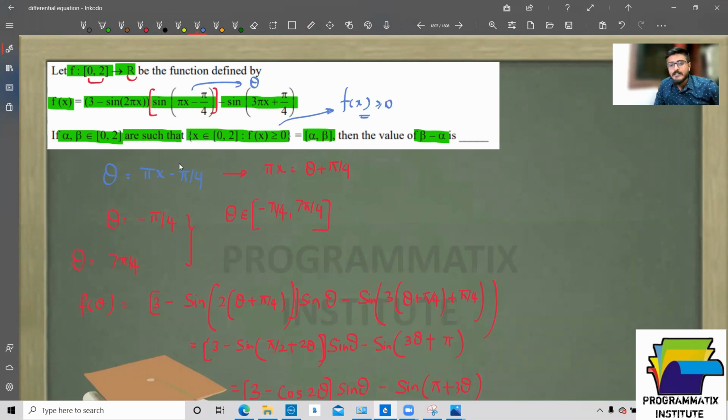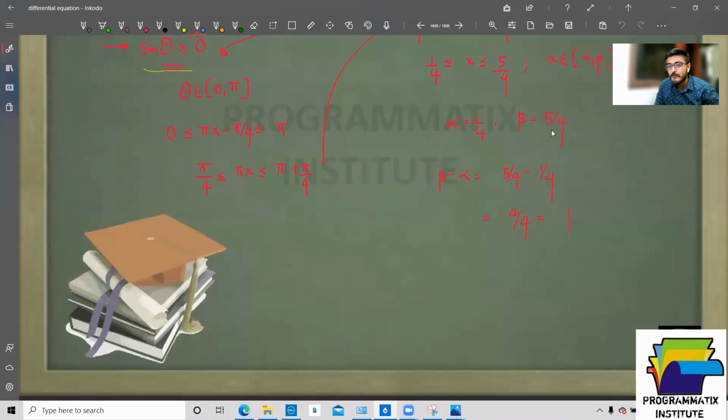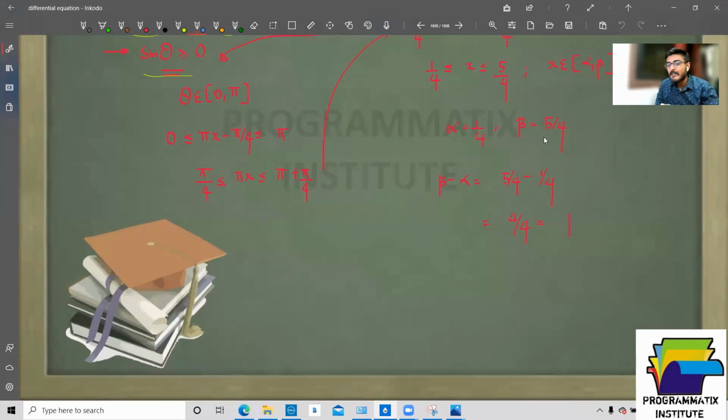So students, that was a very, very simple question. Also, don't compromise. In this, alpha and beta are from 0, 2. If you had got different values of alpha and beta, you would have selected the values in between 0, 2. Here, by default, we are getting alpha as 1/4 and beta as 5/4. So alpha and beta both lie in the interval 0, 2. So yes, we are good to go. Beta minus alpha will be equal to 1.